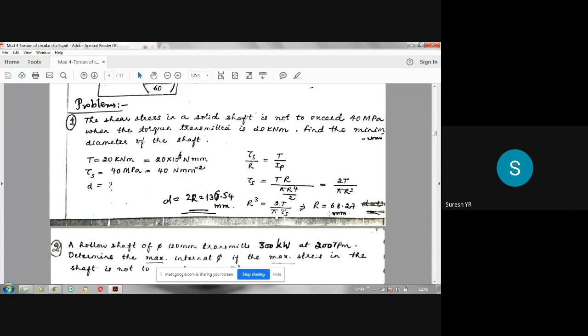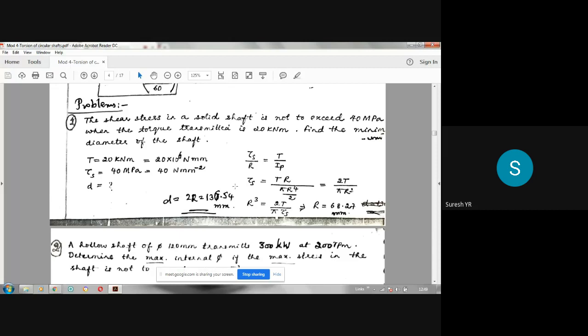simplify, you will get R as 68.27. Diameter will be 2 times R, which is 136.554 mm. So that is the diameter of the circular shaft that should be provided so that the shear stress won't exceed 40 MPa and the torque transmitted is 20 kilonewton meter.